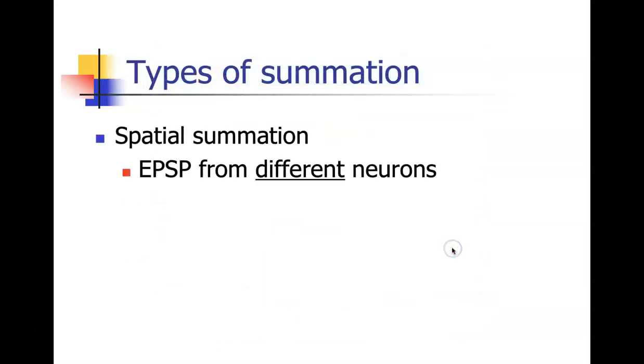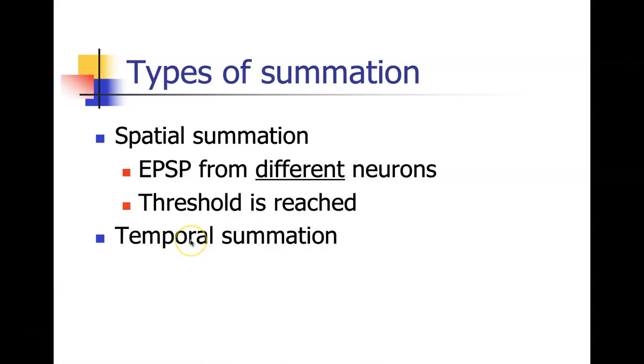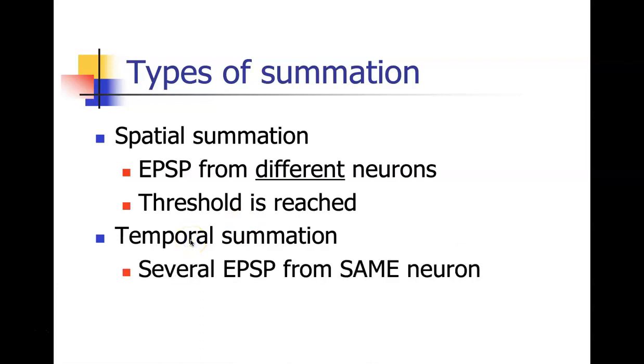Okay, so that was spatial summation. EPSPs from different neurons add together to reach threshold. In temporal summation, this happens in time. So you can get several EPSPs from the same neuron, and that will cause threshold to be reached.